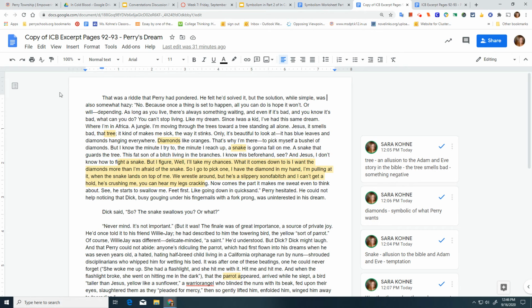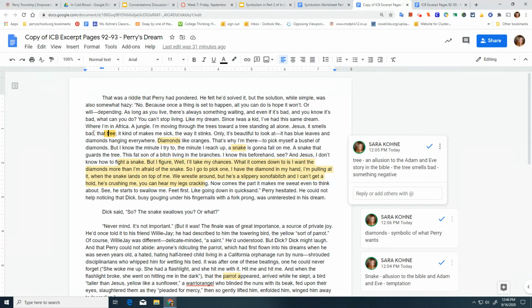his dream. I'm going to stop there and point out some things that I noticed that I think might be symbolic. Some of the objects in this text, the tree, I think if you take all of this together, could be an allusion to the apple tree in Adam and Eve, the story in the Bible. And the tree, he says, smells bad. So that's something negative, which gives it a negative connotation, which I think is interesting. Because again, Adam and Eve picked the forbidden fruit. So there's a connection there.